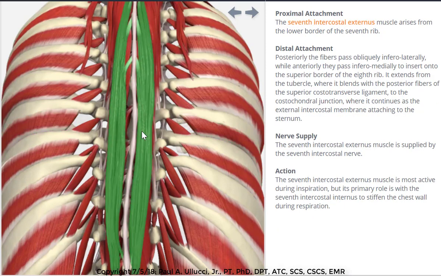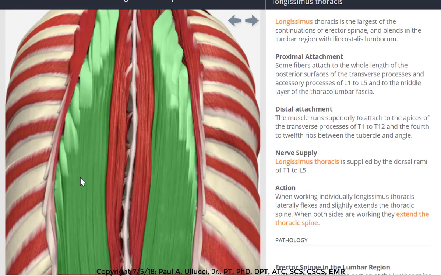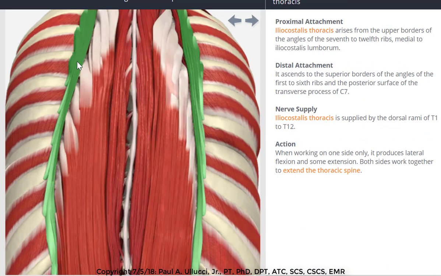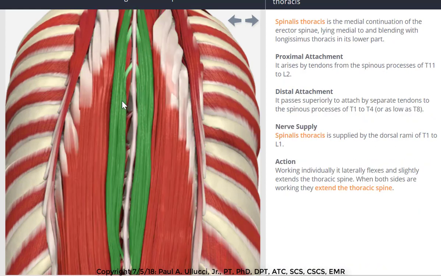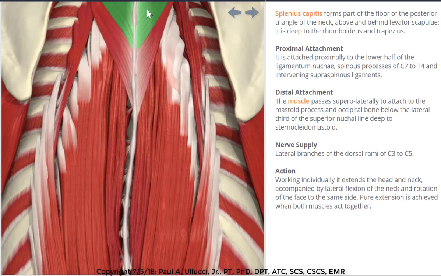The external intercostal muscle, erector spinae, sacrospinalis muscle in the thoracic region. Continuing on with the erector spinae, this is longissimus thoracis, and then this is iliocostalis thoracis. So the 3 muscles of the erector spinae. We'll start again. The iliocostalis, longissimus, spinalis muscles. Now we start to see the splenius cervicis here, splenius capitis there. It's just to keep you orientated to where we are.